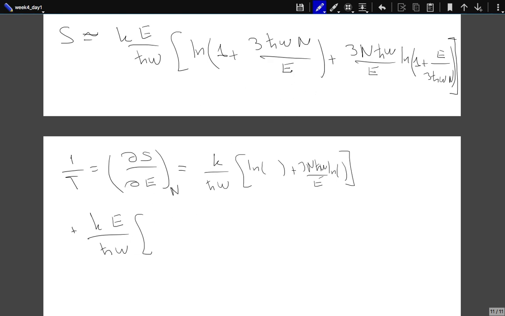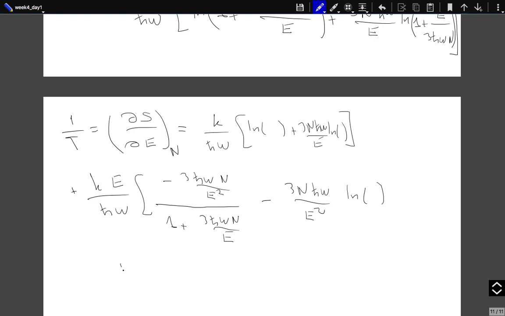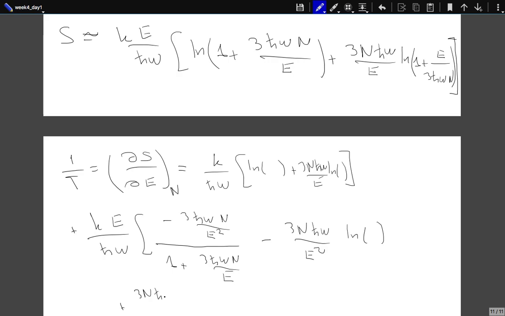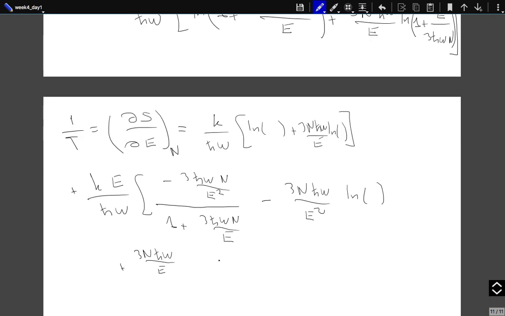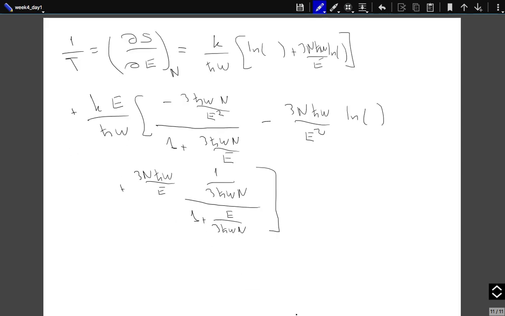plus the derivative of the parentheses. The derivative of this one will be minus 3 h bar omega n over E squared, divided by 1 plus 3 h bar omega n over E, minus 3n h bar omega over E squared times the logarithm, plus 3n h bar omega over E times 1 over 3 h bar omega n over 1 plus E over 3 h bar omega n. This is the inverse temperature.